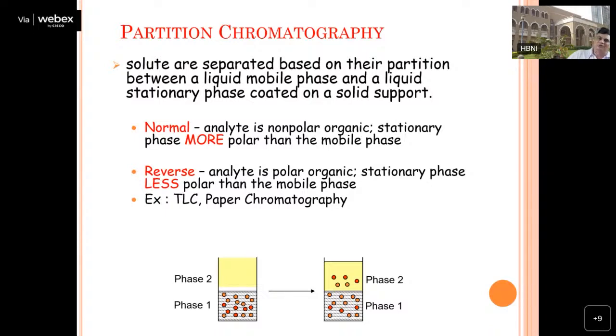Examples of this type of partition chromatography are thin layer chromatography and paper chromatography, and how these various phases are separated in this particular case is what is shown here.